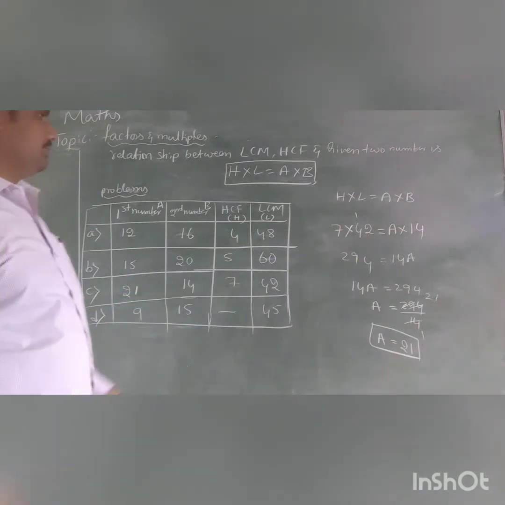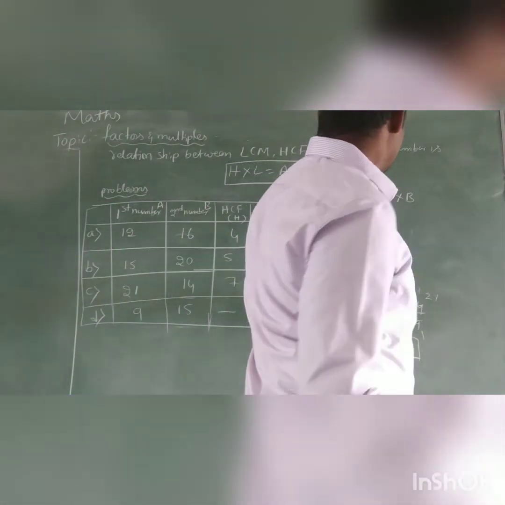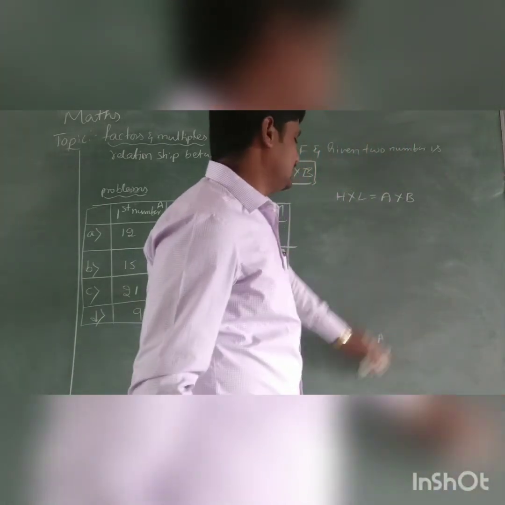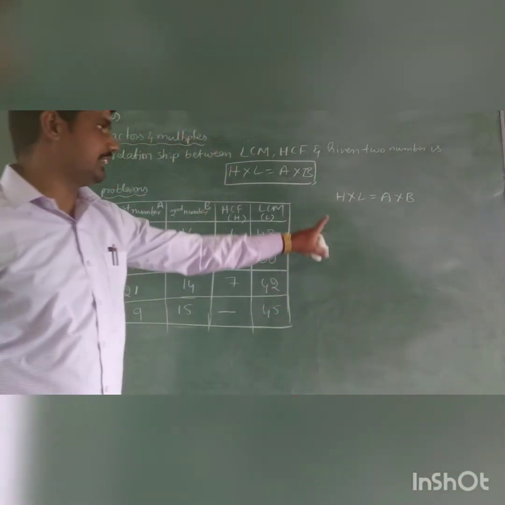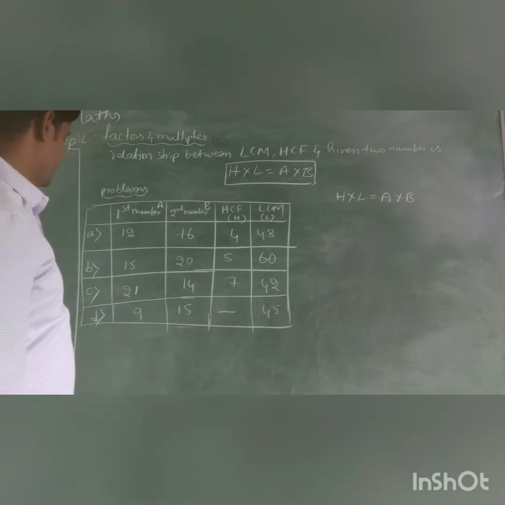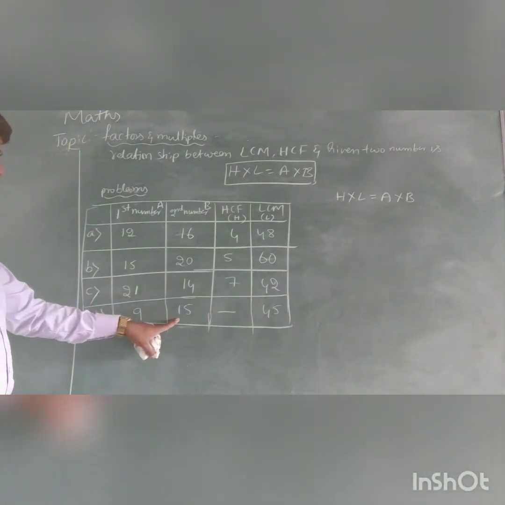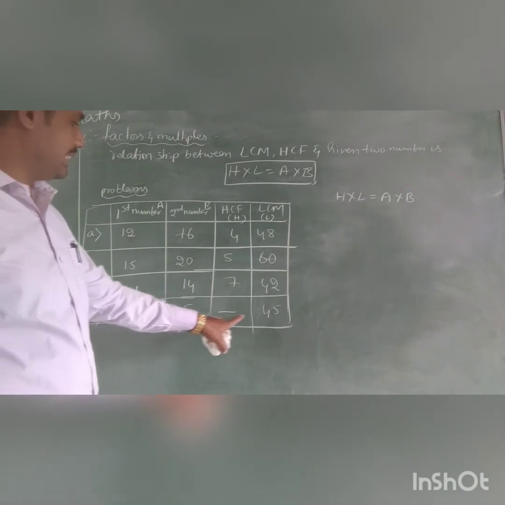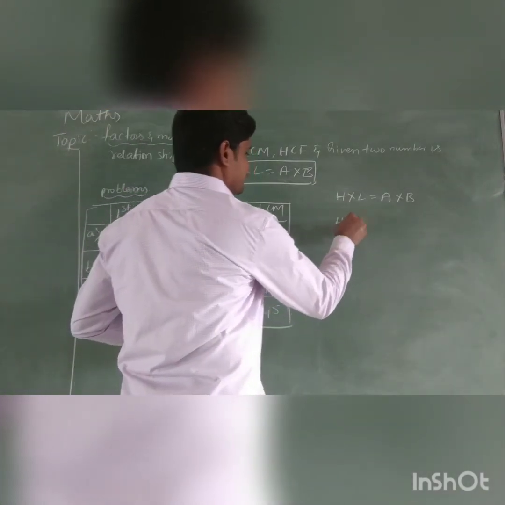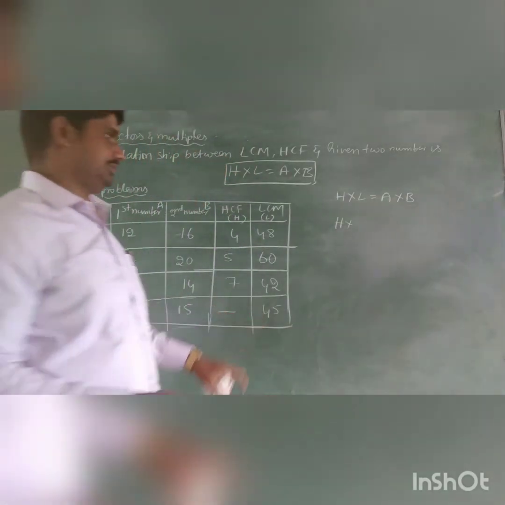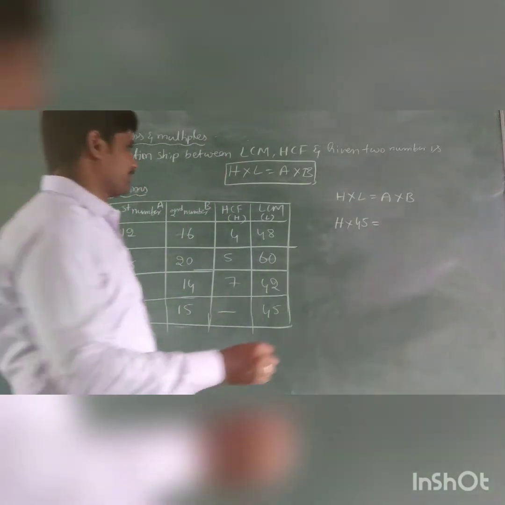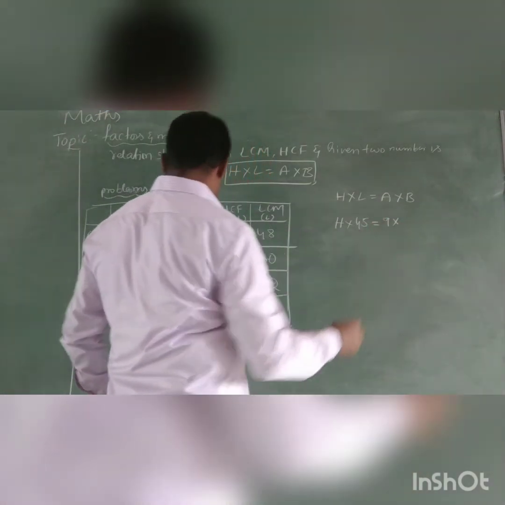Next, the last problem. How to solve this problem? First, you should write the relationship between HCF, LCM and the two numbers: H into L is equal to A into B. In this problem, the A value is given, B value is given, H value is not given, and L value is given. H value is not given, so write H as it is. L value is 45, A value is 9, value of B is 15.